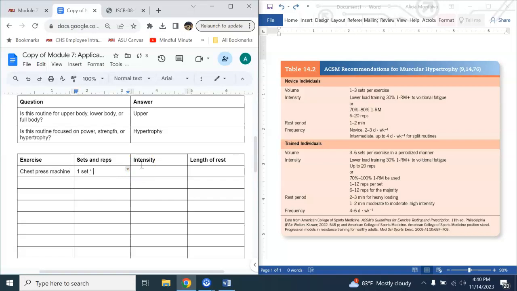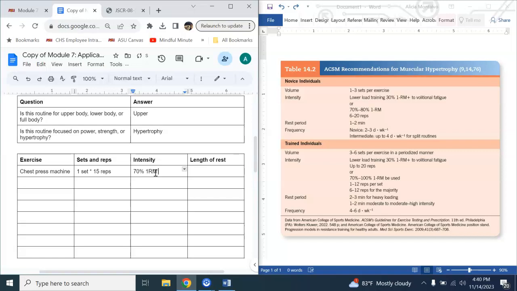I have the choice here to do anywhere between 6 and 20 reps. Since I'm only doing 1 set, I'm going to do 15 reps here. My intensity, what can I choose? I can choose 70 to 80% of the 1 rep max. I have probably a 1 rep max for this person on a chest press machine as part of my needs assessment, and so I would be able to do that. I'm going to start on the low end, 70% of the 1 rep max.